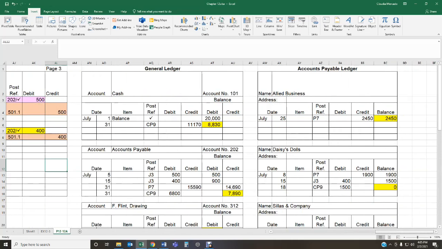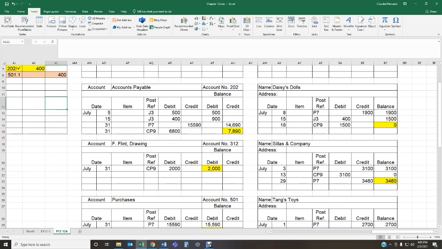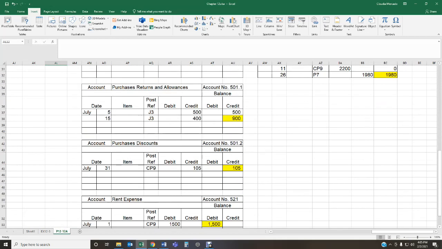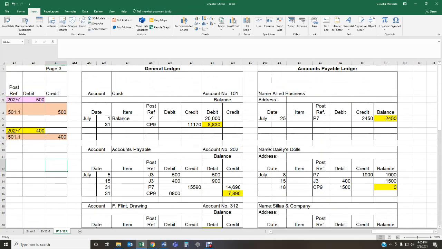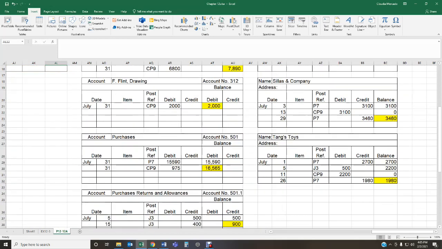And then we have to go back to our ledger and make sure that we did enter our post-reference column, which we did. We were notating as we were going. And the same thing for my accounts payable ledger. Yes. Okay. Now this is a very long problem.